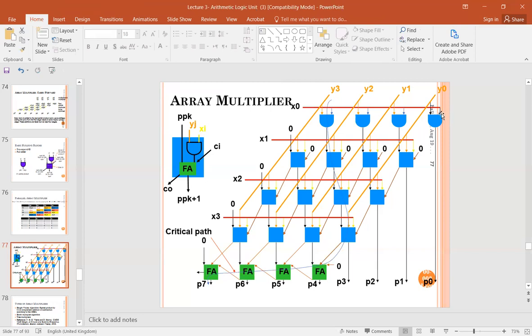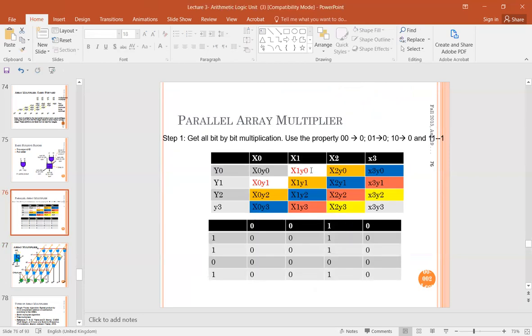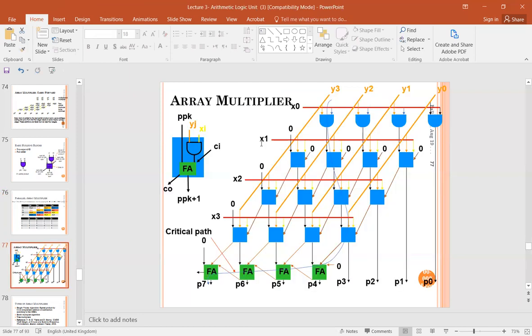Now, the first one goes directly to P0. I don't need to feed it to any adder. The next one, x0, y1, is added. There's an adder here. It's added to this result, which comes from x1, y0. If we look here, x1, y0 is ANDed, and x1, y1 is ANDed. So this is x1, y1. Let's see, x0, y1. I add it to this one, which comes from here, which is y0, x1. That's x1.